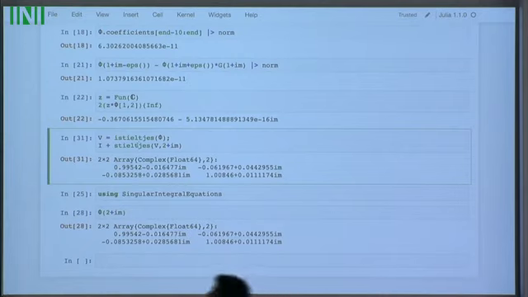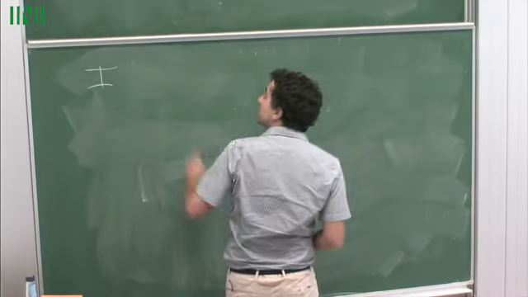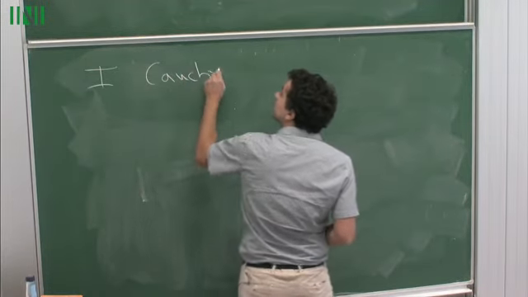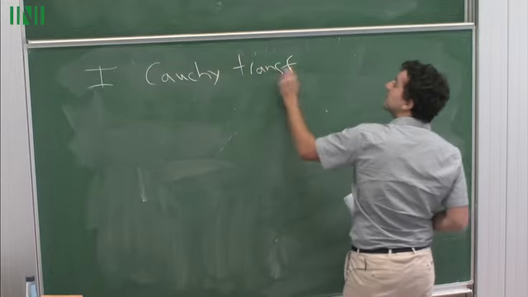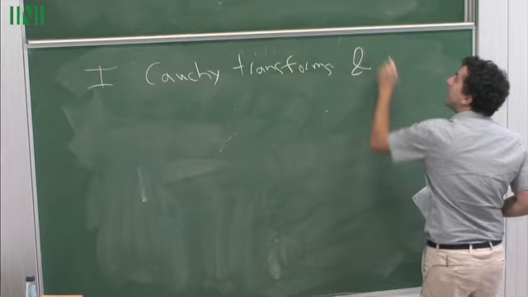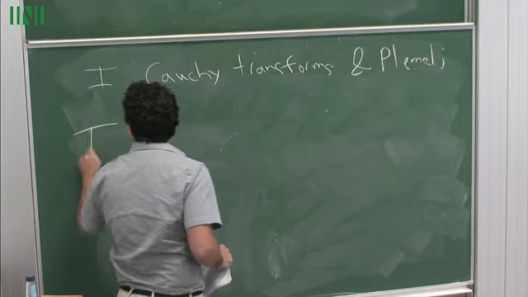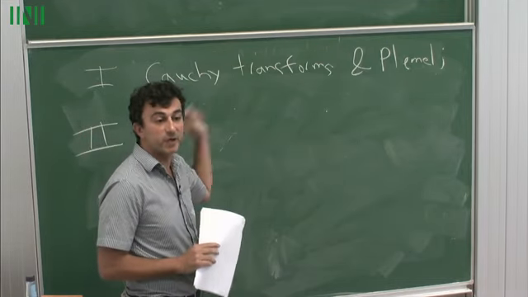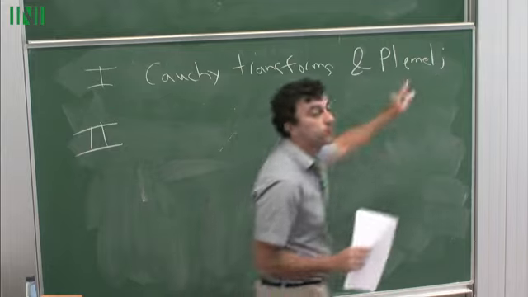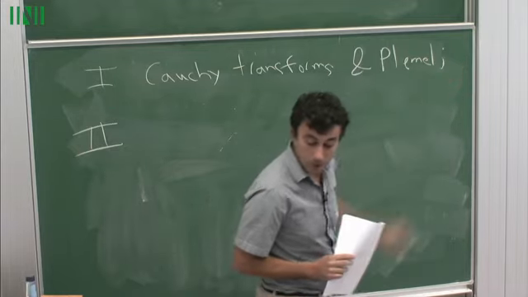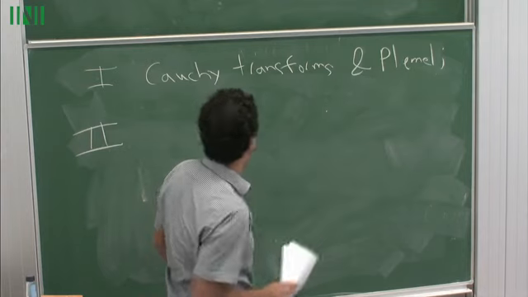So maybe I can give an outline of the rest of the talk between today and tomorrow. Part 1 is going to be Cauchy transforms, because that's sort of the key thing, and the Plemelj theorem. Essentially we're going to think of Cauchy transforms not as their usual integral formula, but in terms of the Plemelj theorem, which allows us to get non-classical results that are very useful for the numerics.